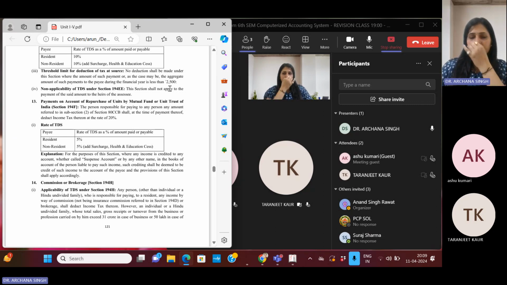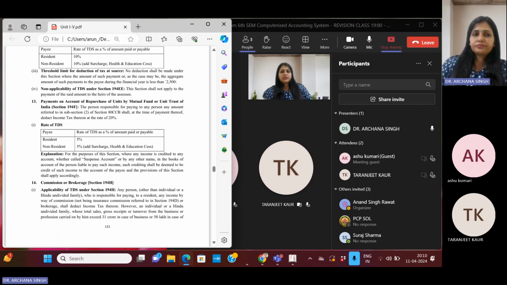If in that financial year you are making payment to the payee and it is less than rupees 2500, whether it is an aggregate amount or a single payment, then no deduction will be made. Then non-applicability of TDS under section 194EE: this section shall not apply to the payment of said amount to the heirs of the deceased.